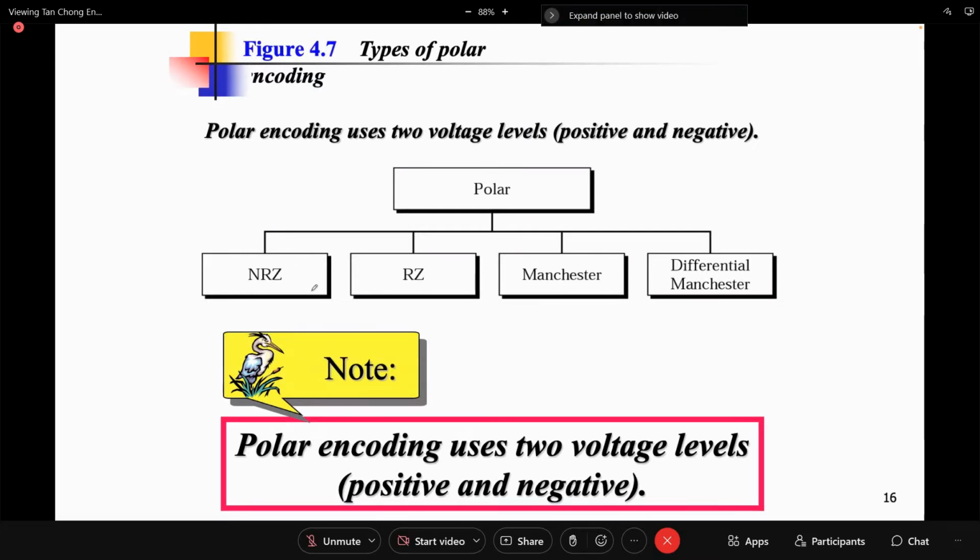And then, of course, there are some of the techniques called polar. The polar type of line coding uses 2 voltage levels, positive and negative. So that's polar. Under polar, they have different types again: non-return to zero, return to zero, and Manchester. Okay, they have differential Manchester. Different types of technique here. They're using 2 polarities, positive and negative.